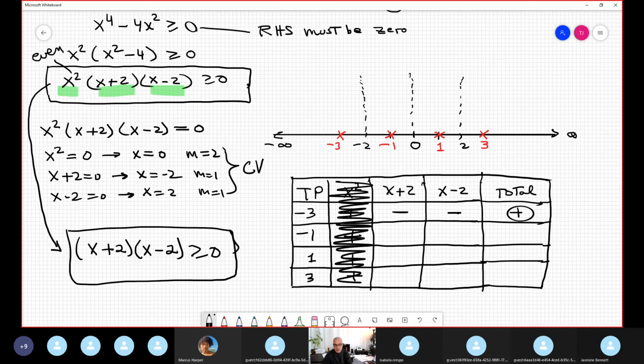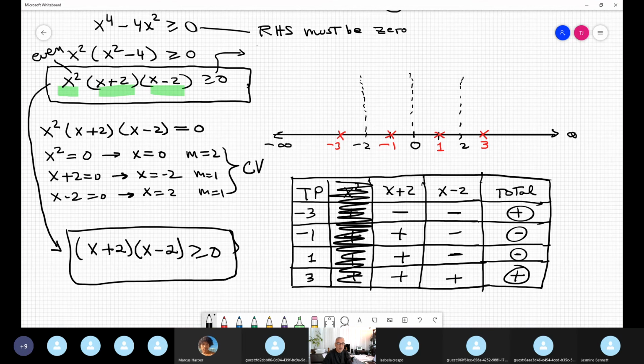Okay, negative 1 is negative here, because it's negative 1 plus 2, no? And negative 1 and negative 2 is negative 3, is negative. So 1 negative is negative. And 1 here is 1 plus 2 is 3, positive. And 1 here is 1 minus 2 is negative 1, is negative. And 3 is positive. And positive, because 3 minus 2 is 1, positive 1. Okay, in this case, a coincidence.